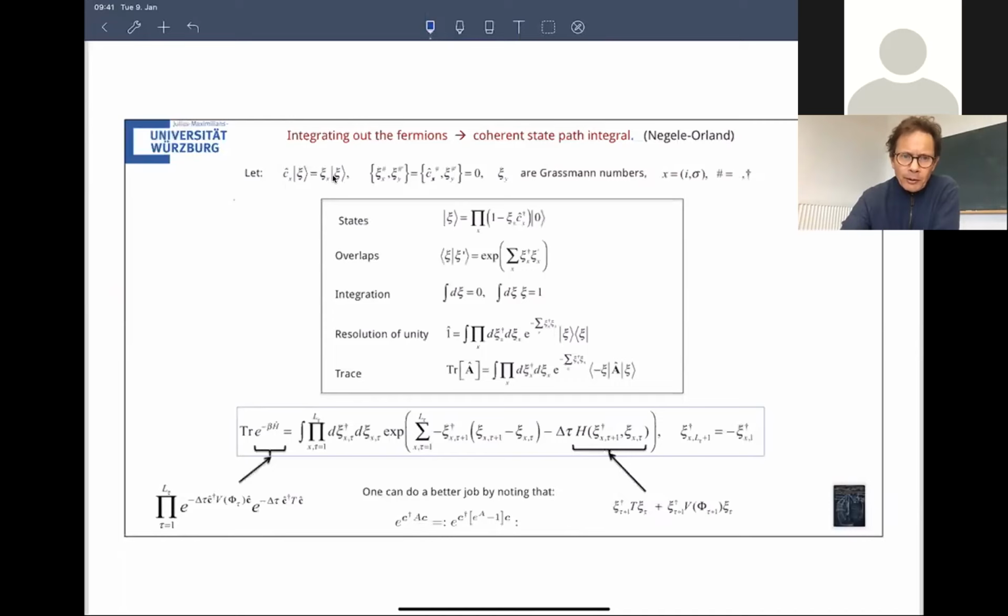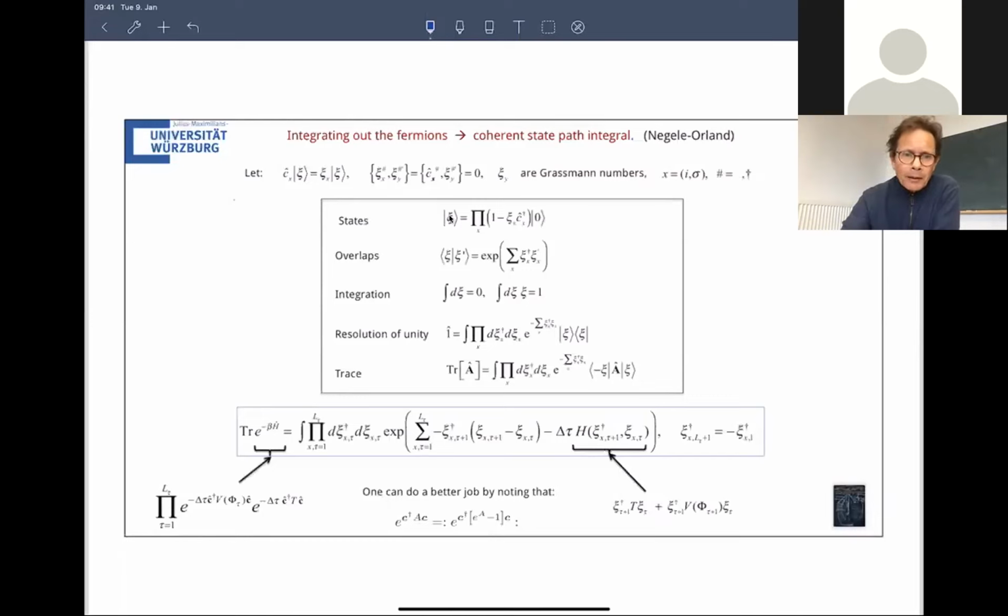A fermion coherent state is an eigenvector of the destruction operator, right? Psi cannot be a real number, that won't work. It has to be a Grassmann number. The Grassmann numbers anti-commute. They anti-commute between themselves, and they also anti-commute with the creation or destruction operators, okay?